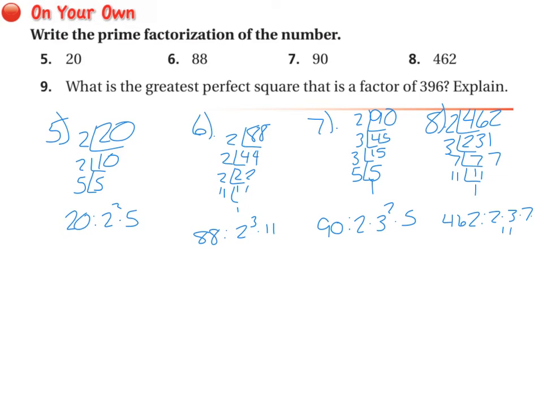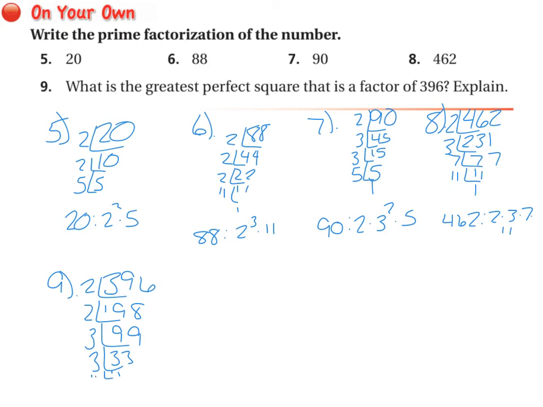The last one, what is the greatest perfect square that is a factor of 396? Again, remember, for number 9, what it's asking is how many pairs of factors are in there, and are there any double pairs? So let's see. 396, we break it down first. That's what we have to do. 2 goes in. Let's see. 2 goes in 198. 2 goes in again. Let's see. 99. 2 doesn't go in, but 3 does. 3 goes in 33 times. 3 goes in again 11 times, and 11 is a prime.